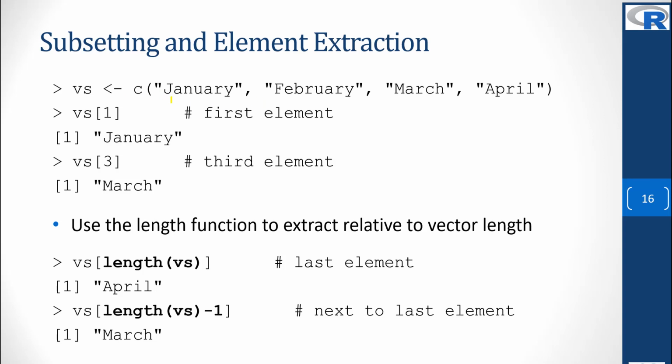If we take it a little further here, we're going to create a vector called VS, which is month names. We have January, February, March, and April. First element, as before, is January. Third element, 1, 2, 3, is March.